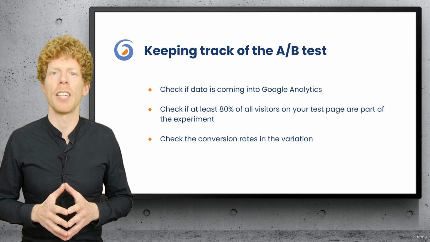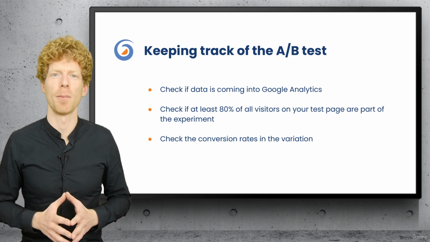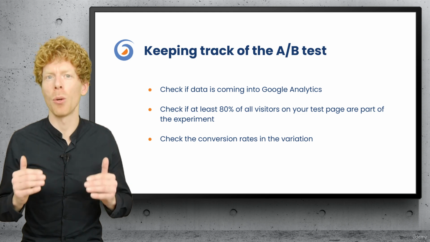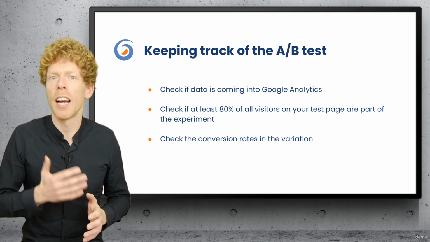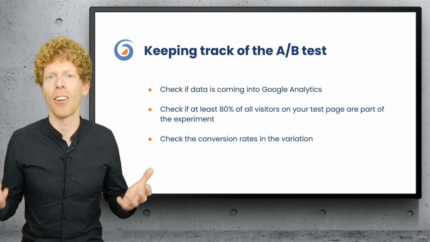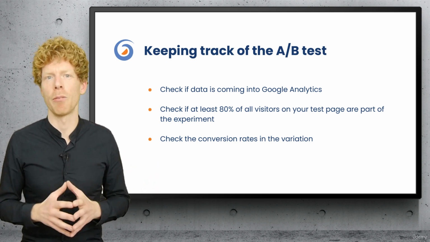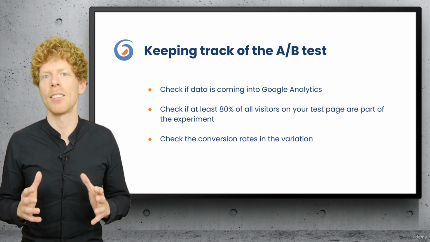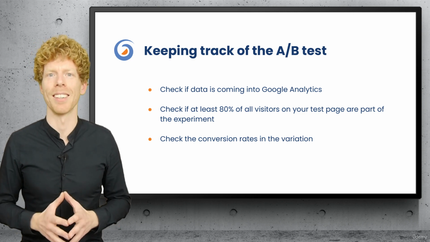The third reason to check your data is to see the conversion rates in the variation. If your variation results in a massive drop, you might want to stop the experiment. It could be that your experiment is causing an error on your website, or the changes you made just result in a lot more people not converting. If after 2 days the variation results in a 10% decrease in conversions, I tend to stop the experiment or at least discuss it with the product owner.